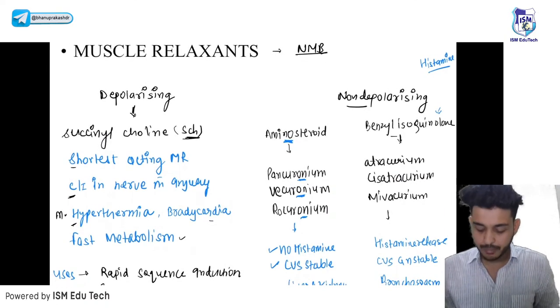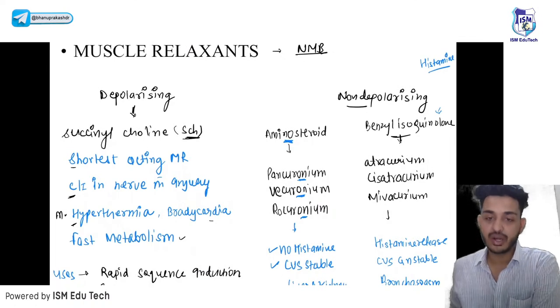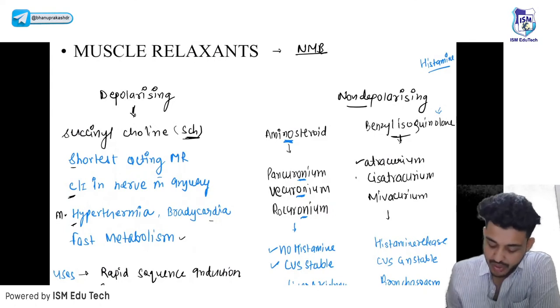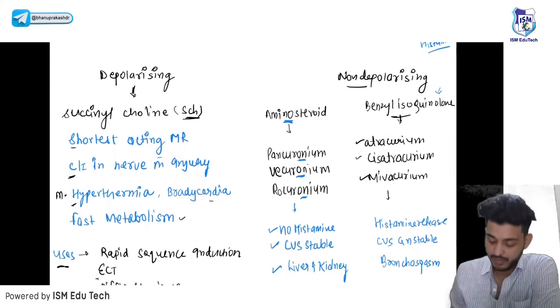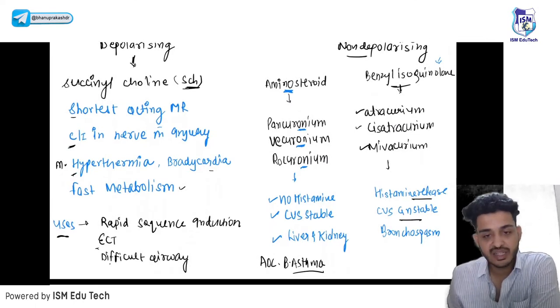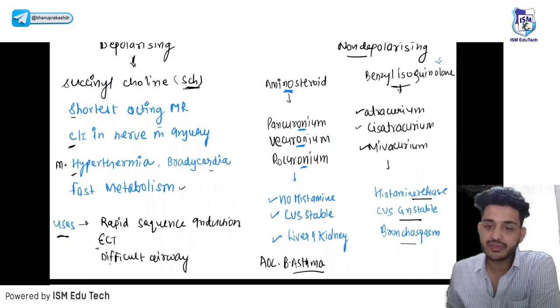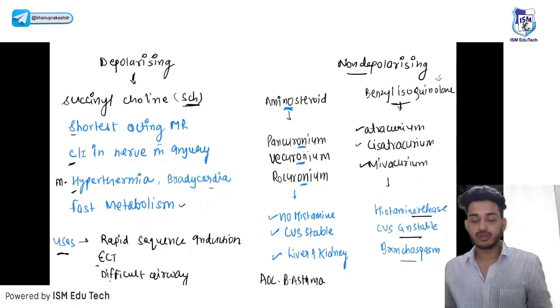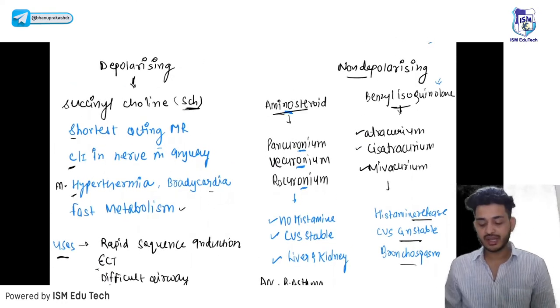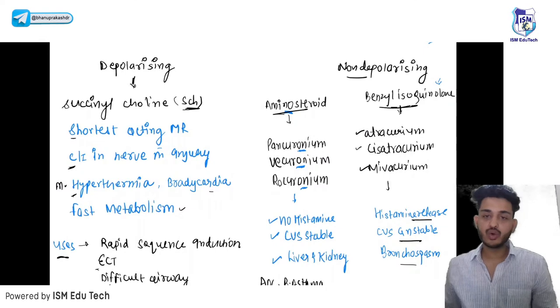So these are your benzylisoquinolones. In this, the first one is atracurium, the second one is cisatracurium, and the third one we need to remember is mivacurium. Okay, so they release histamine, they are CVS unstable and cause bronchospasm. Histamine means they will be causing bronchospasm, right? So these are the two classes we need to remember. First one is your aminosteroid, second one is your benzylisoquinolone.